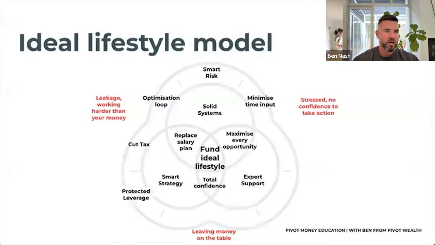And so the smart strategy, the three elements that we've got here, the first one is around cutting your tax and making sure that you're minimizing that ATO donation as much as possible. A green here would be that you're absolutely confident that you're not paying a single dollar more in tax than you need to. A red here would be you've got absolutely no tax plan and you're not sure.